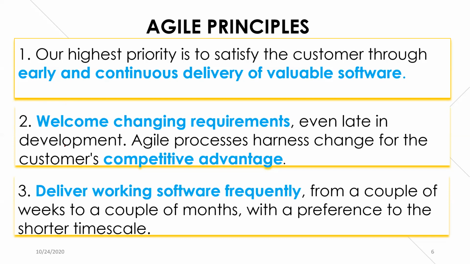And what does this deliver? This delivers competitive advantage. If you want to think of why we are doing Agile, it's really to gain competitive advantage. Number 3, in Agile, we deliver working software frequently. For example, in Agile Scrum, we have sprints. We'll talk about that in a bit. It could be a 2-week sprint, a 3-week sprint. At the end of that sprint, we're delivering working software.